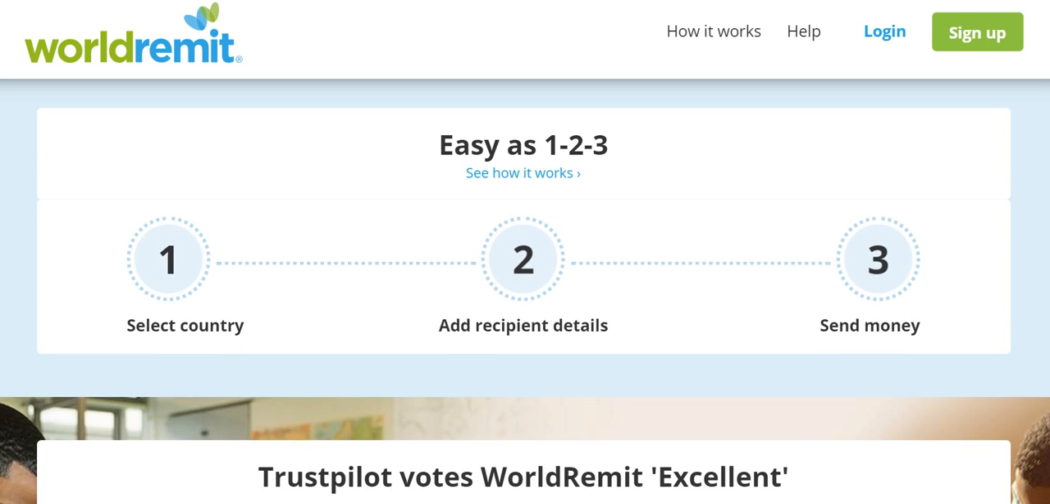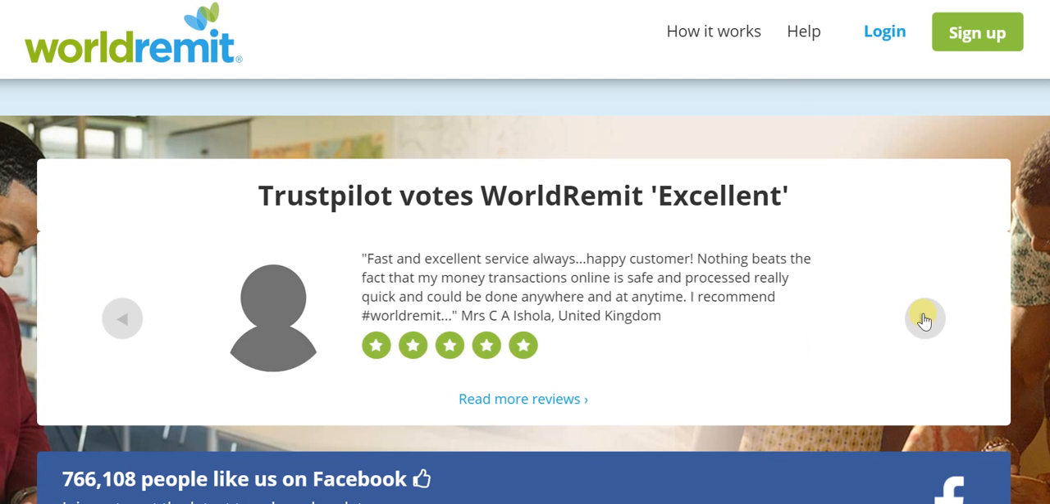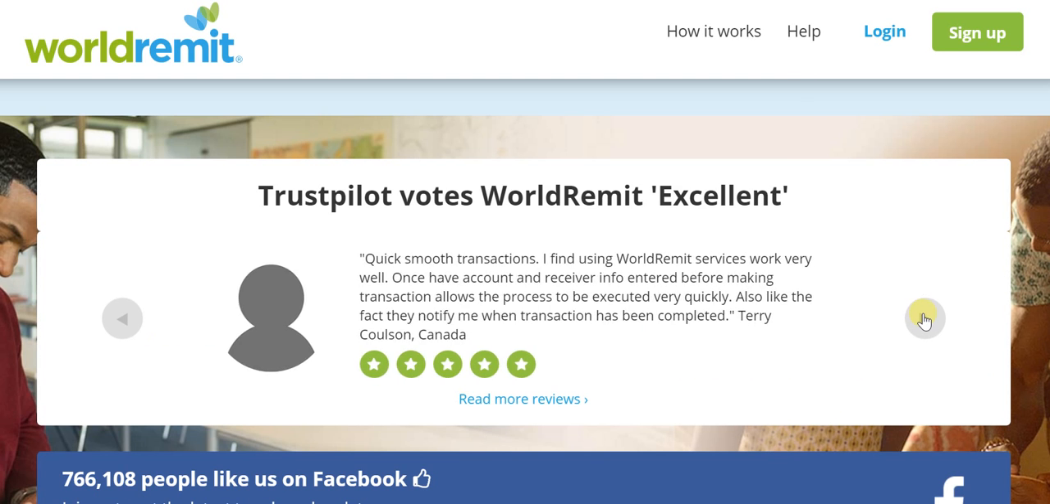Yes, when it comes to sending money, it is genuinely as easy as 1, 2, 3. You select the country, add the recipient details, send the money. It's the same steps which I showcased, so it's as easy as that. These are the kind of reviews that WorldRemit has received. Feel free to check them out.